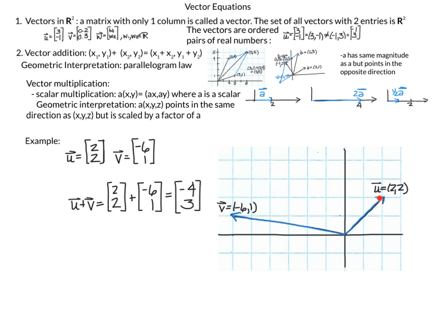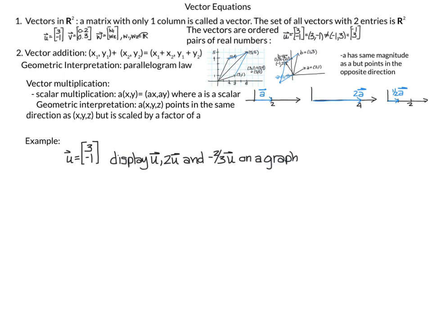Here is my graph. My u is 2, 2, and my v is -6, 1. To graph this, first I'm going to take my v vector and move the beginning of it to the end of my u vector, and then I'm going to take my u vector and move the beginning of it to the end of my v. And now I can draw my line from the origin to the tip of my parallelogram, and I see now I'm at -4 in x and 3 in y, which is -4, 3, which is exactly the answer I got algebraically.